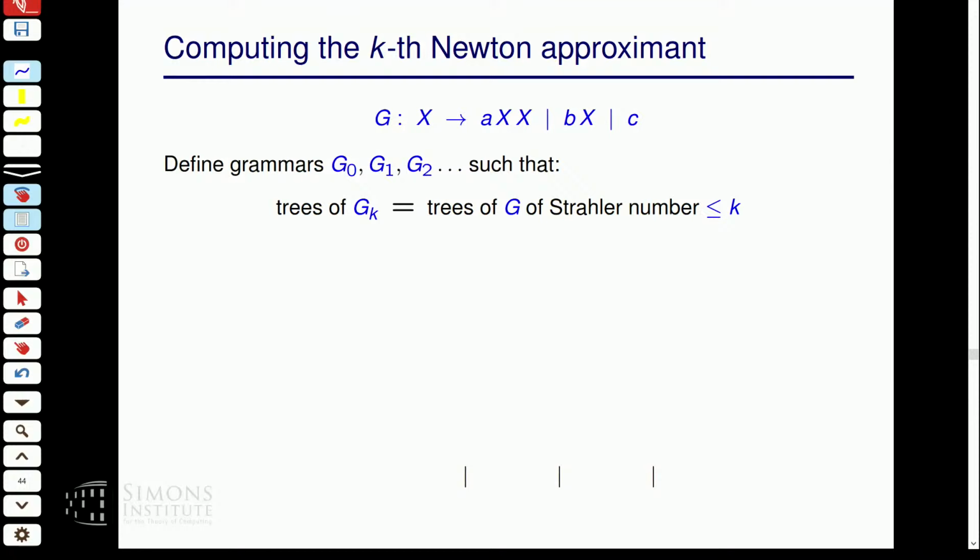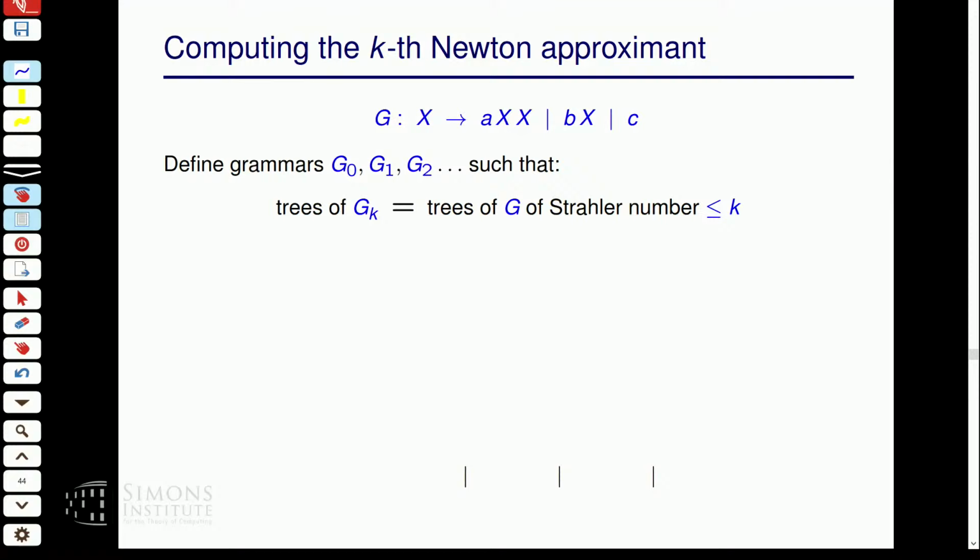So the idea is, let's take our running example. The first idea is simple: let's try to unfold this grammar G into grammars G0, G1, G2, and so on, so that the derivation trees of the kth grammar contain only the trees of G of Strahler number at most k.